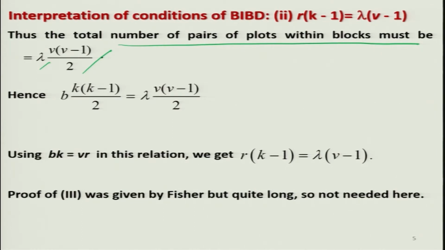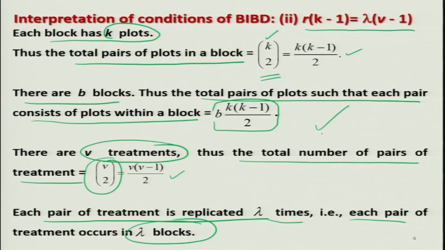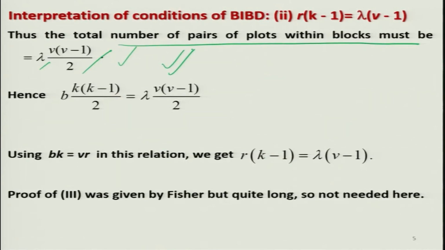Now, if you try to see this statement, call it statement number 2. This statement number 1 which you have obtained here and this statement number 2 which you have obtained here are the same. So, now we can write B into k choose 2 is equal to lambda into V choose 2, that is B into k into k minus 1 upon 2 is equal to lambda into V into V minus 1 upon 2.